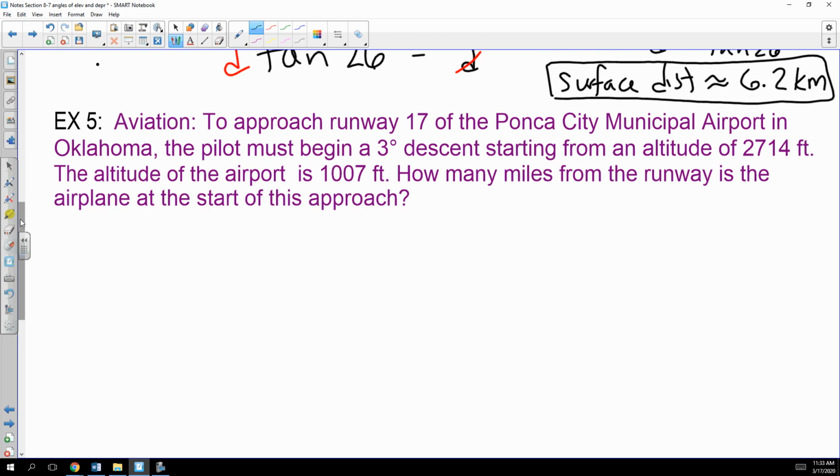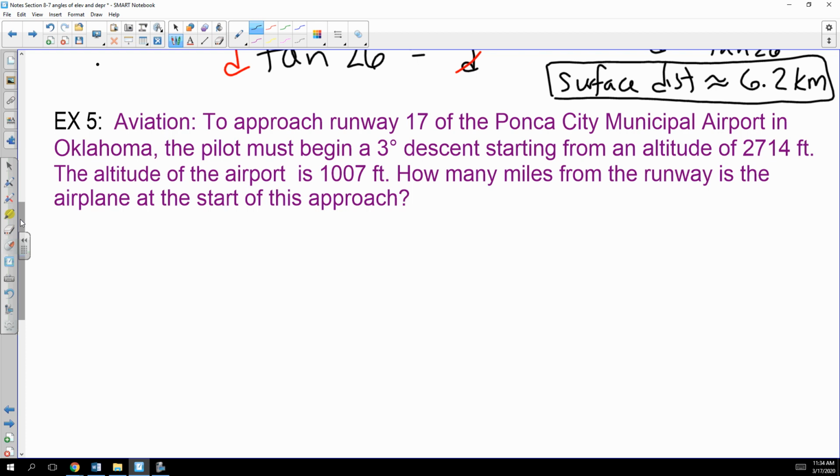So, to approach runway 17, remember that 17 is not really part of the problem. At Ponca City Municipal Airport in Oklahoma, a pilot begins a 3-degree descent starting from an altitude of 2714 feet. The altitude of the airport is 1,007 feet. How many miles from the runway is the airplane at the start of this approach? So be careful, I'm giving you more information in this problem. And here is the difficulty with this one: you live in New Orleans, a flat city that is at about sea level, if not a little bit below sea level.